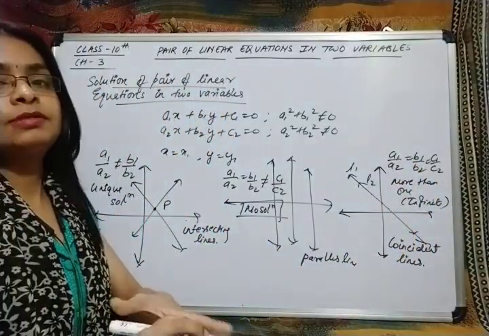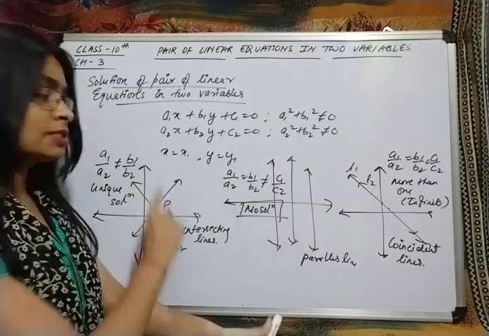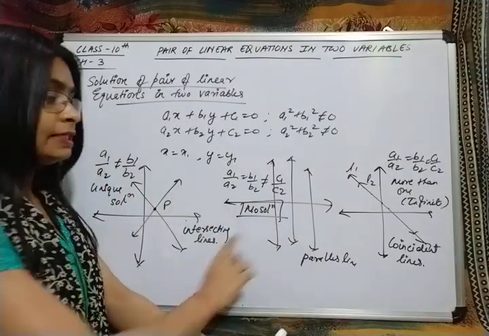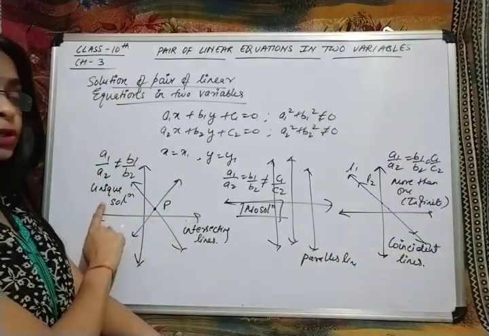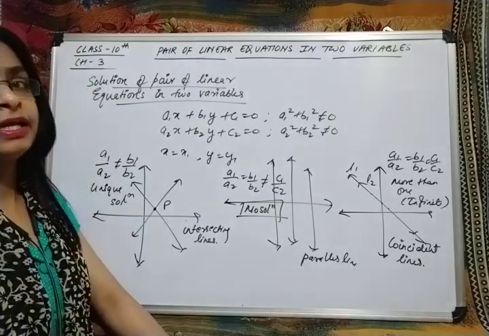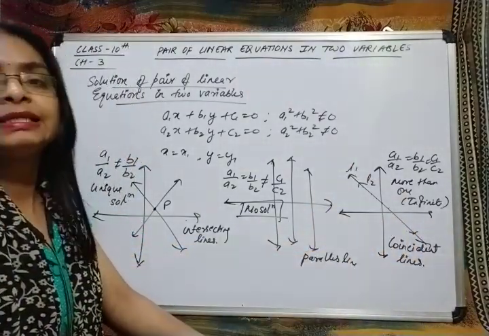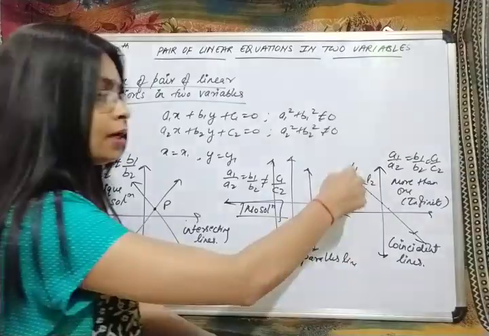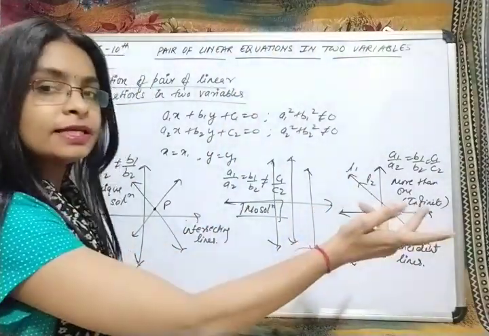So by plotting, these are the algebraic conditions, and these are the graphical cases: intersecting, parallel and coincident lines, where we get a unique solution, no solution, and infinite solutions respectively. The points on the lines are the solutions of the linear equation in two variables. So here all the infinite points on both the lines are common, so we have infinite solutions.